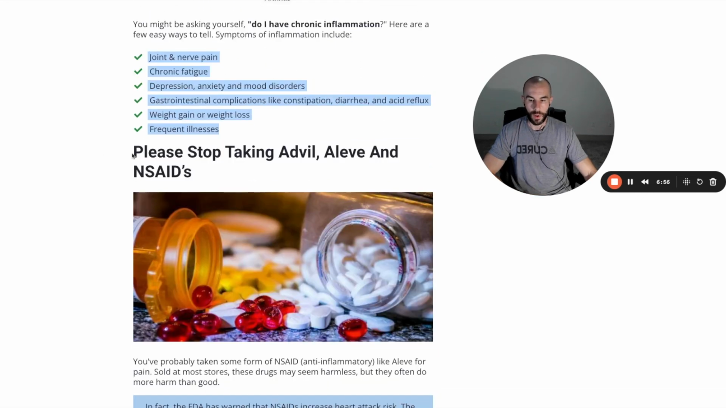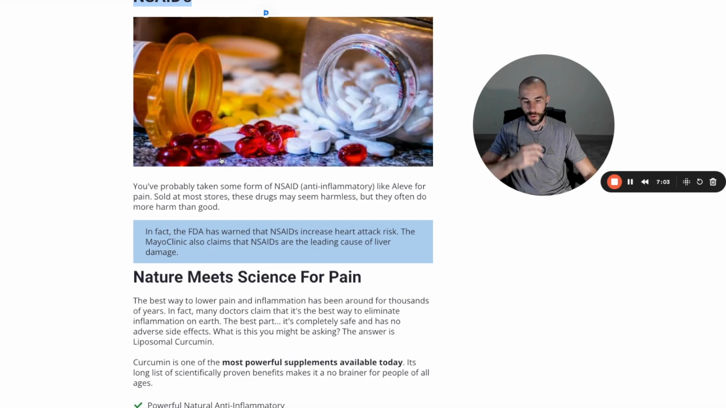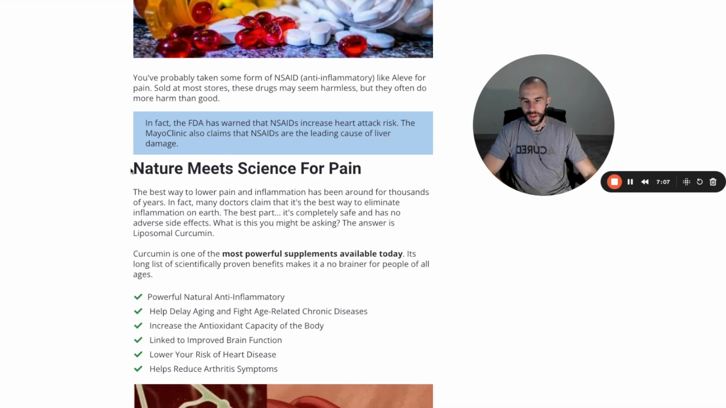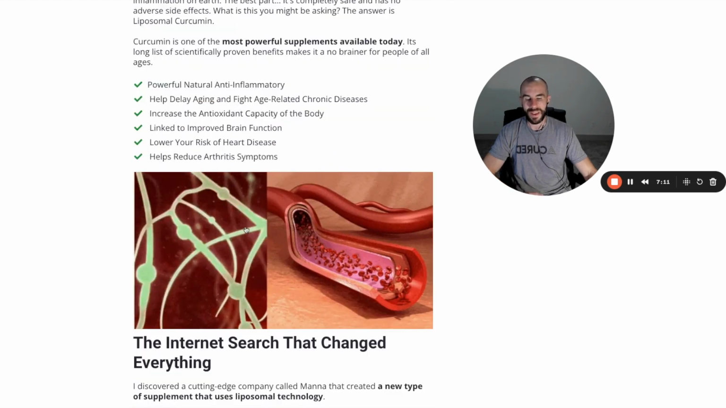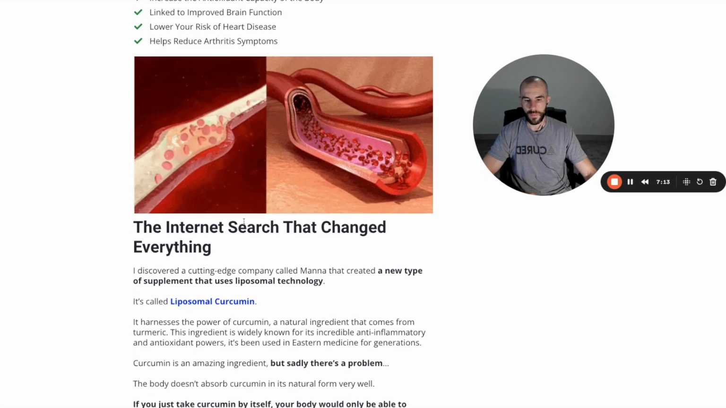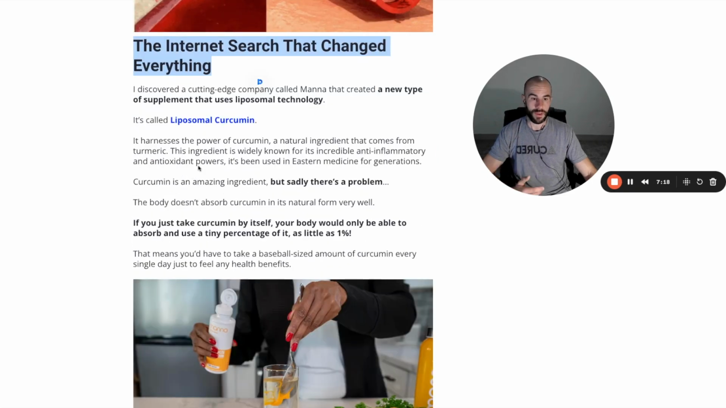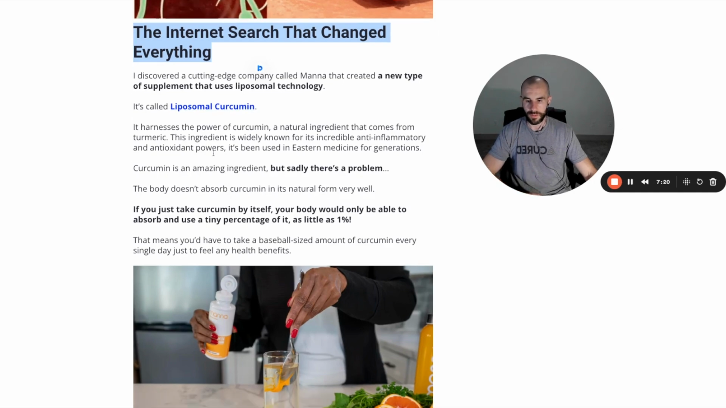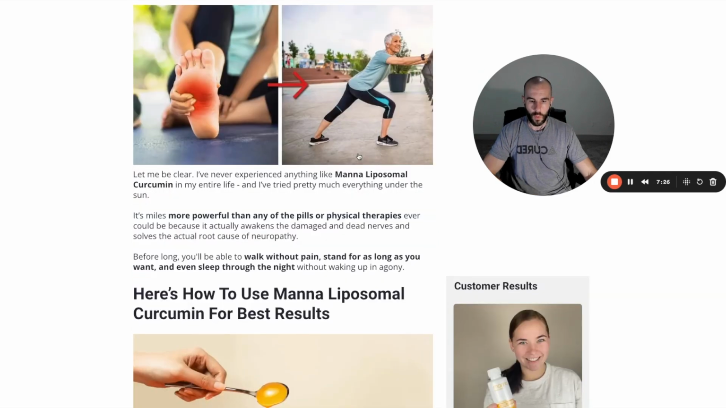Then we're going to throw rocks at other alternatives. Here's why taking Advil, Aleve, and NSAIDs shouldn't be done. So obviously we're discounting the other alternatives that people would consider taking instead of this. Nature meets science for pain. So this is where we start to get into the unique mechanism of the solution here. The internet search that changed everything. It's how she discovered this liposomal curcumin. Going through, unlike any other solution I've tried before.